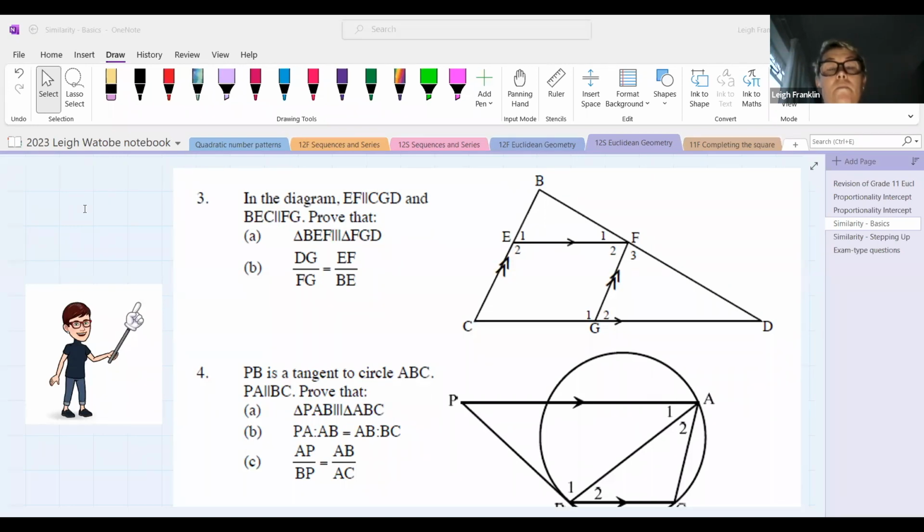Lebohang, is that hand to ask a question again, or did you forget to put it down? Oh, I'm getting lost on the previous question.